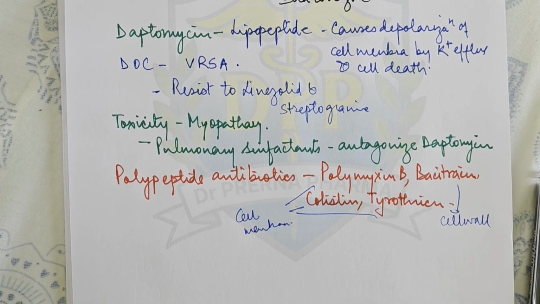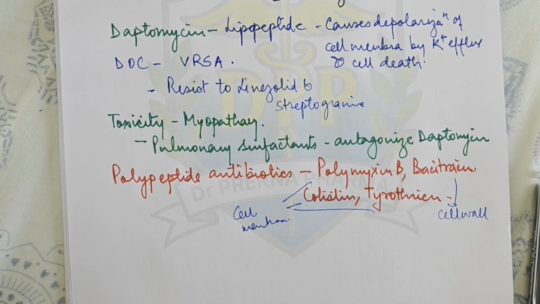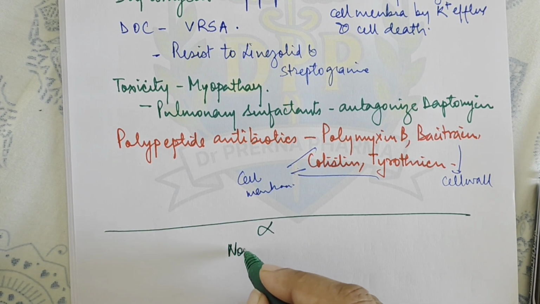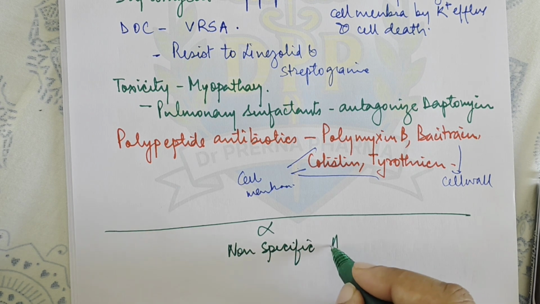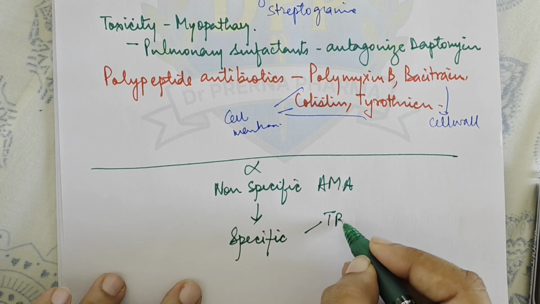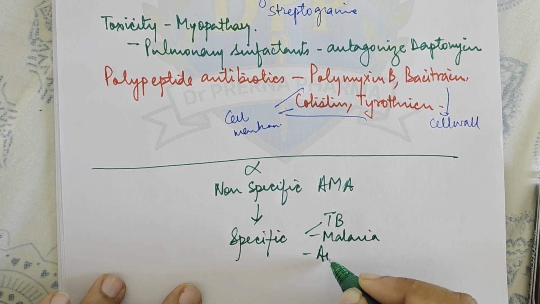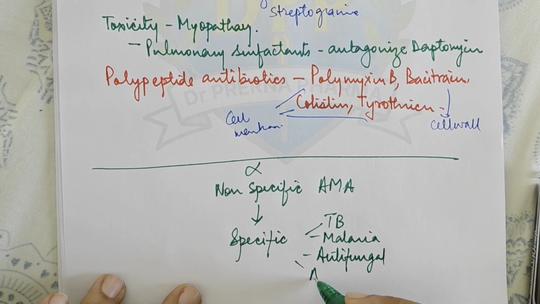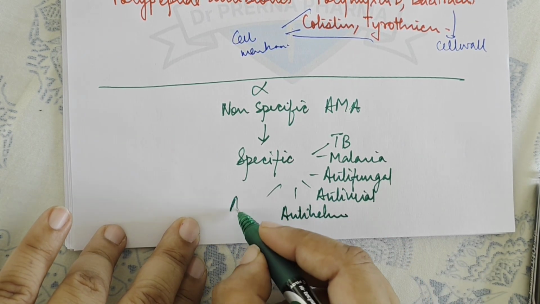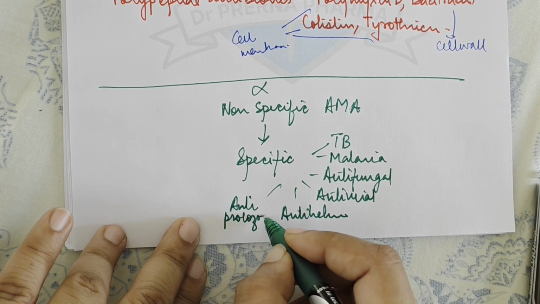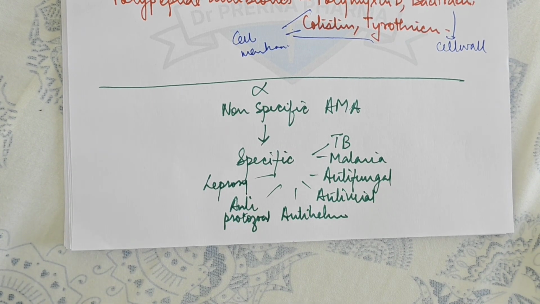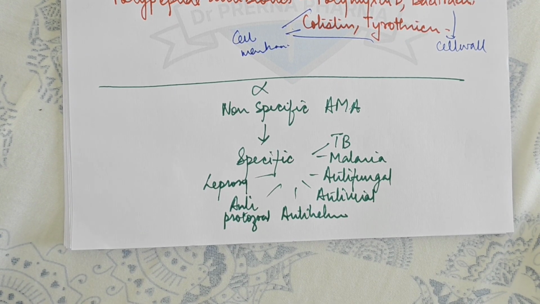Okay, so with this we complete the general considerations of antimicrobials. Not general, but non-specific antimicrobials end here. Now we start with the specific antimicrobials which are active against, in this we have TB, malaria, antifungal, antiviral, anti-helminthic, anti-protozoal, right, and anti-leprosy also. So these are the topics which are remaining, which I hope to complete. I'll record all of them and complete them in one go. Okay.